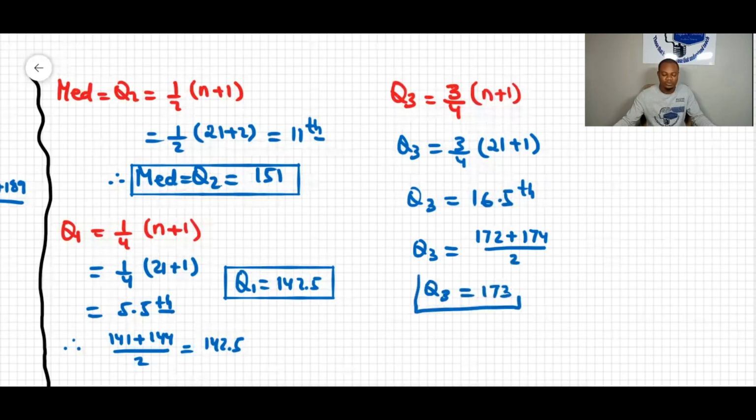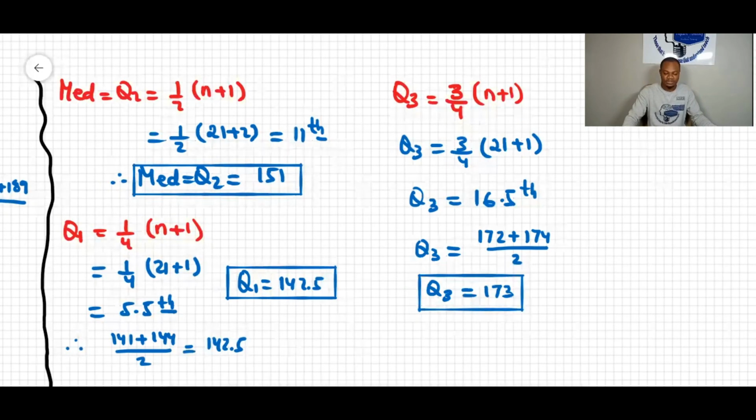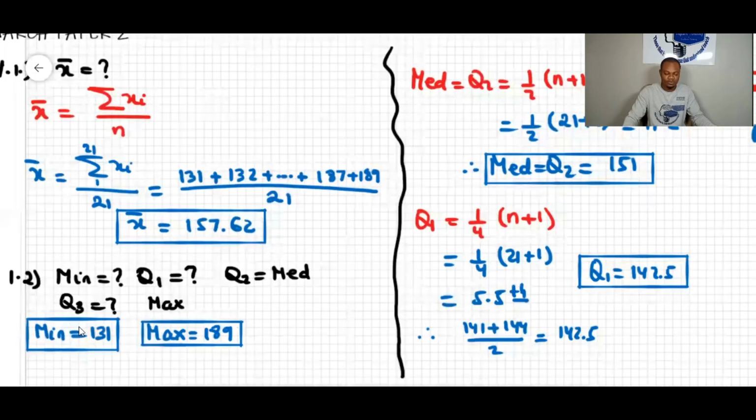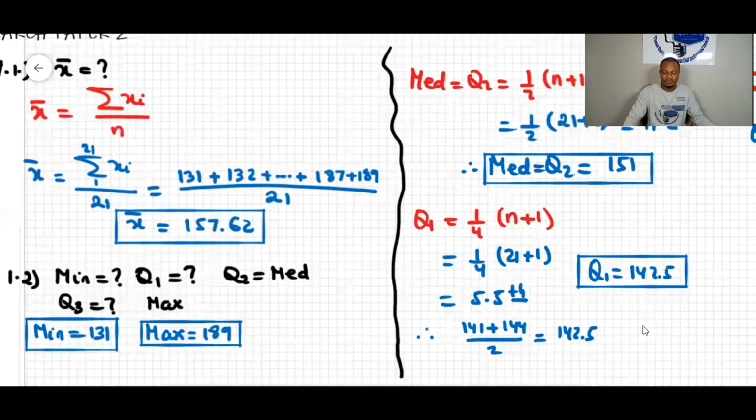So then we can say we find the 5 number summaries. So 1, 2, 3, 4, and 5.